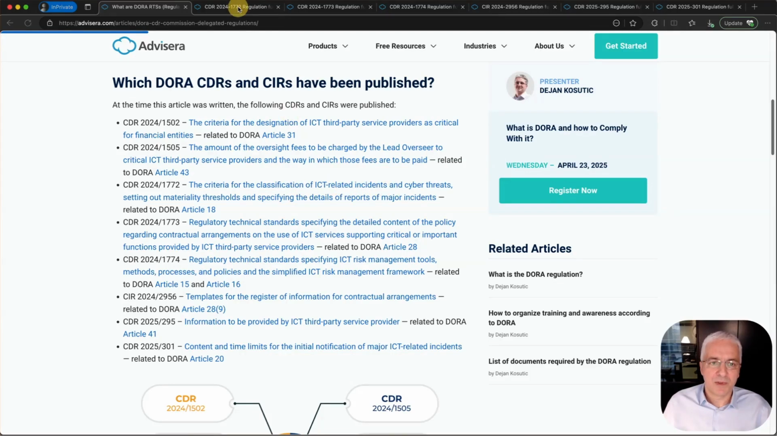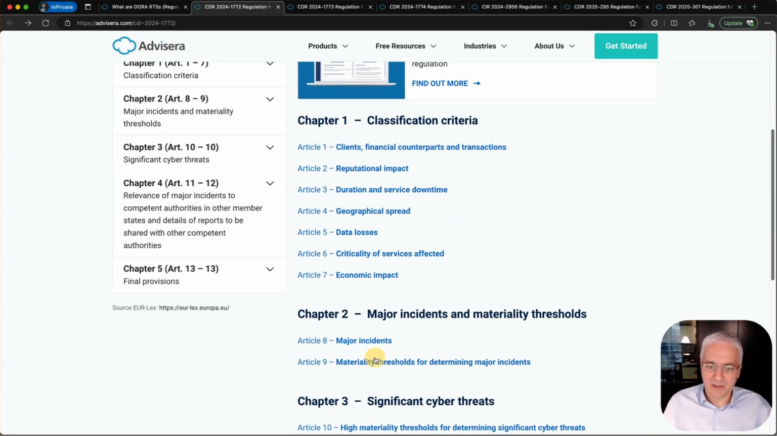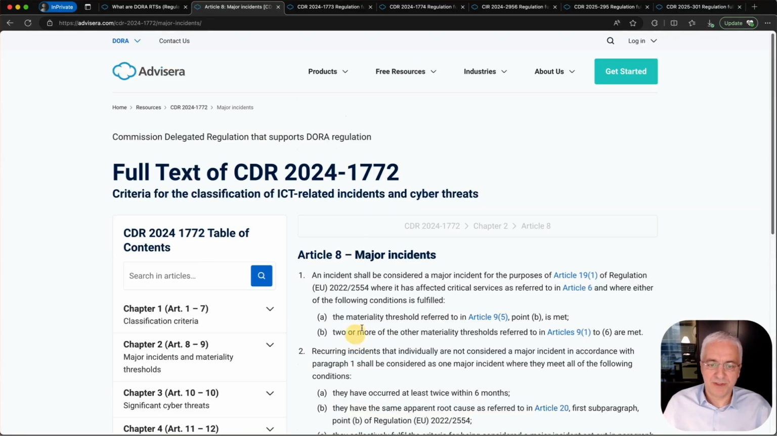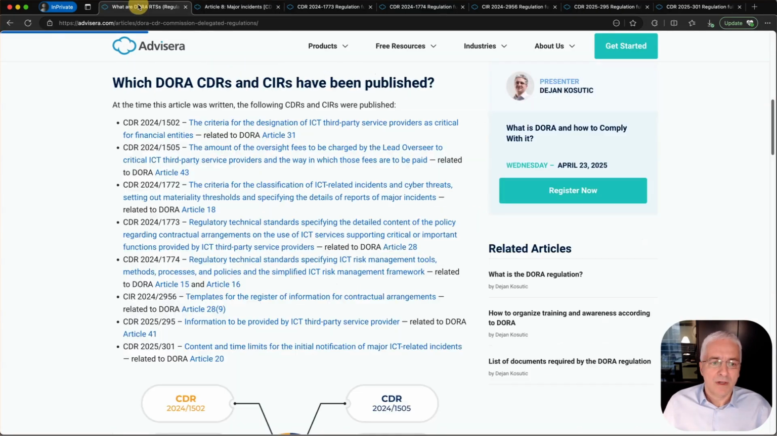Let's just take a moment to see how it looks like. So basically, these are the articles. Let's open one and see how it looks like. Major incidents. So here basically this CDR defines the criteria, what are the major incidents, as you can see it here. Okay, going back here, 1773, it's about defining the policy for dealing with ICT third-party service providers.